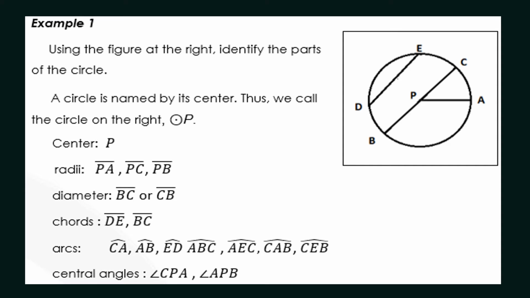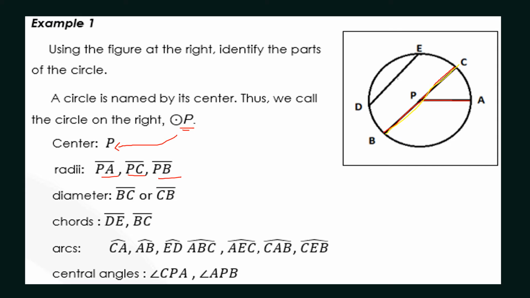Ito ay isa pang halimbawa. Using the figure at the right, identify the parts of the circle. Nakalagay na naman yung mga sagot dito. Discuss na lang natin. Ang center daw ay si P. Nilagay rin niya dito, the center is P. Ang radii natin, ito yung mga radius. We have PA, segment siya. And then we also have PC, and then we have PB. Meron tayong tatlong radius. Diameter, we have BC or CB. B to C passing through the center, or we call it CB.